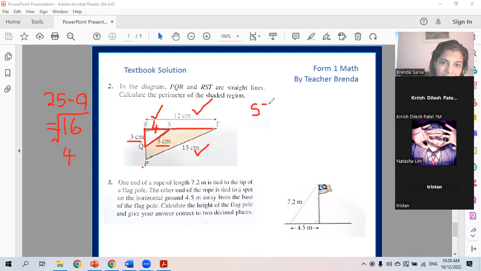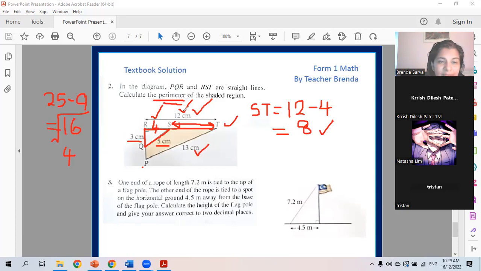ST. If RS is 4, look at ST, this length. It must be 12 minus 4. So you see that you find that side first, and then you can find what ST is. Because you're going to find the perimeter. I didn't even read the question. You're supposed to find the perimeter.